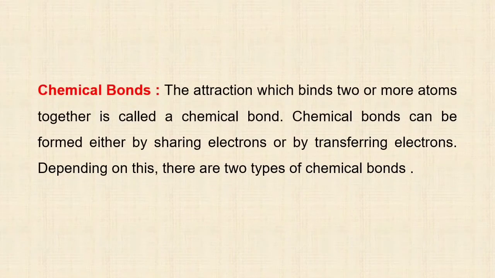What is a chemical bond? The attraction which binds two or more atoms together is called a chemical bond. Chemical bonds can be formed either by sharing electrons or by transferring electrons. Depending on this, there are two types of chemical bonds.